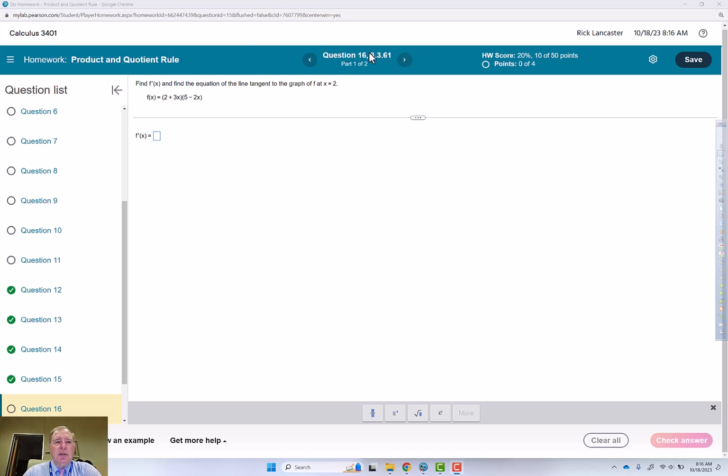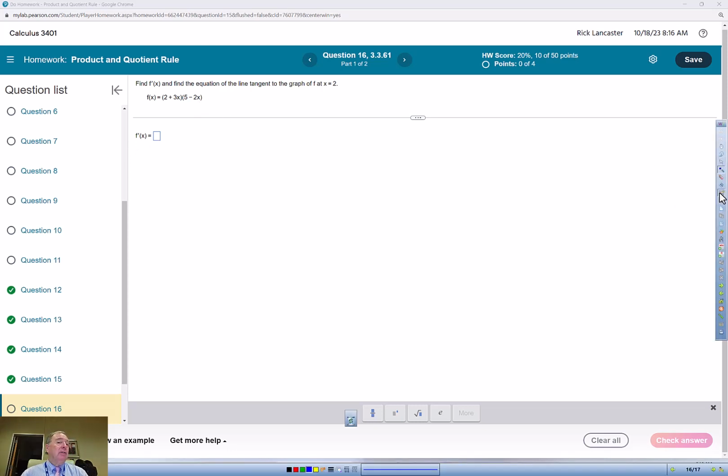This is question 16 of the product and quotient rule assignment. Find f prime of x and find the equation of the tangent line to the graph of f at x equals 2. So this is something new. We not only have to find the derivative, we have to find the equation of the tangent line at a certain x value. I'm going to rewrite this function so it's more conventional.